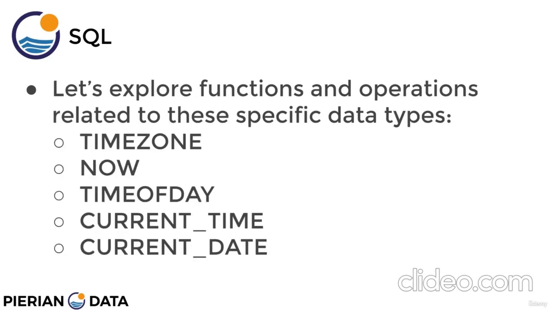type. Now, with that being said, I want to just quickly explore a couple of functions and operations related to these specific data types, and those are time zone, now, time of day, current time, and current date. And as I mentioned, these are more useful when we're creating tables or having a table automatically populate entries based off when something is actually created, like what time is this row actually being created.